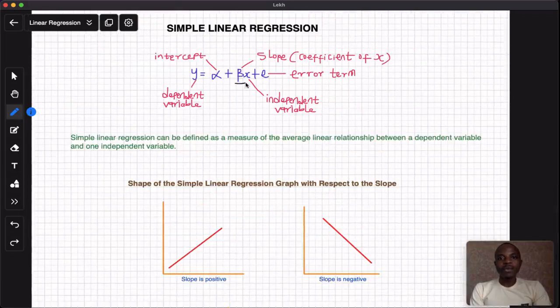When this is 0, let's forget about the error term for now. Let's assume that the error term is also not there. But when the slope is 0, anything you put as the value of x will become 0. So you always have y to be alpha. That's what we are talking about.